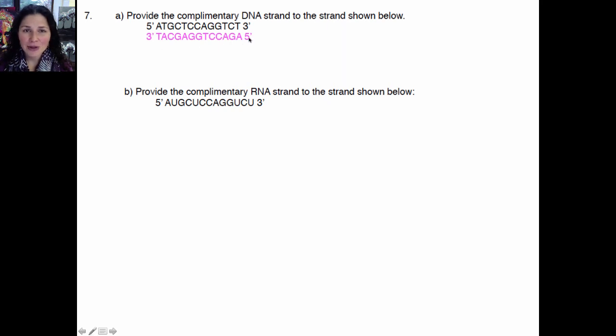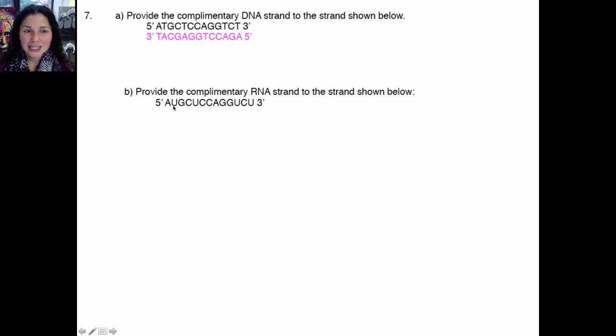I then indicate whether the end where I stop is 5' or 3'. Since I started with 3' here, I end with the opposite, 5'. It's very important that you indicate the 5' and 3' ends if you draw the strand from 3' to 5'. Pause the video now and try the second example in 7b.